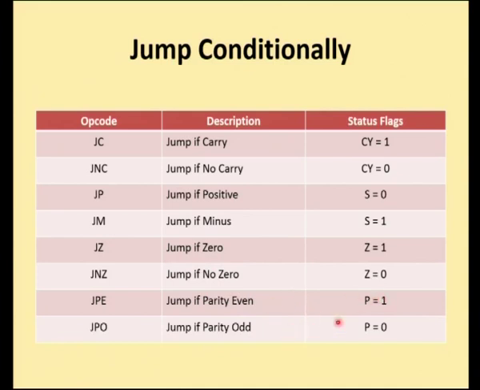Based on the parity flag, it will take the decision either odd parity or even parity. P equal to 1 represents even parity. So, jump if even parity condition occurs. JPO is jump if parity odd, when the parity flag is reset; 0 represents reset.